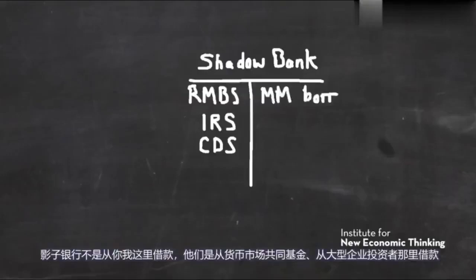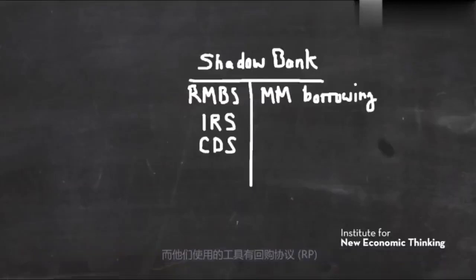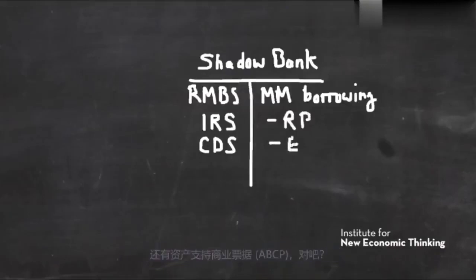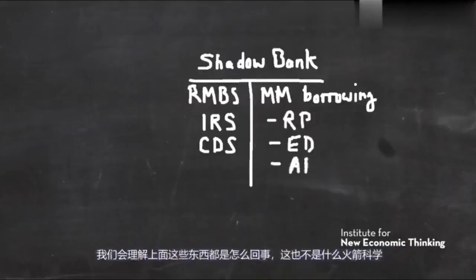They're not borrowing from you and me, okay? But they're borrowing from money market mutual funds. They're borrowing from big corporate investors. And the instruments they're using are things like repurchase agreements, RP, okay? Eurodollars, LIBOR, Eurodollar borrowing, asset-backed commercial paper, okay? We're going to understand what all these things are.